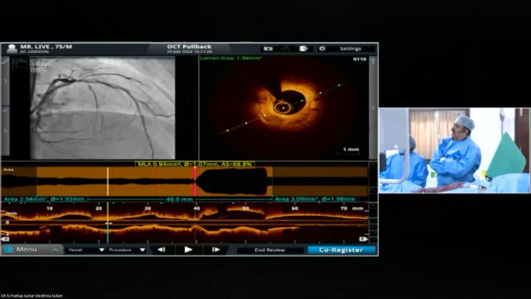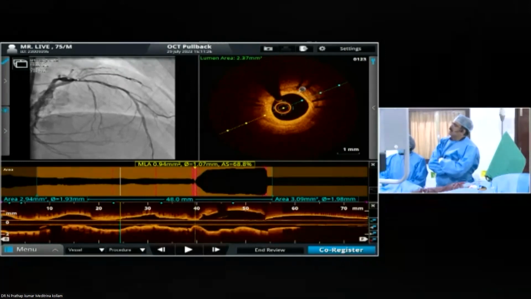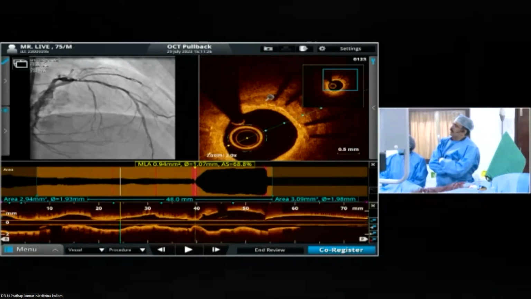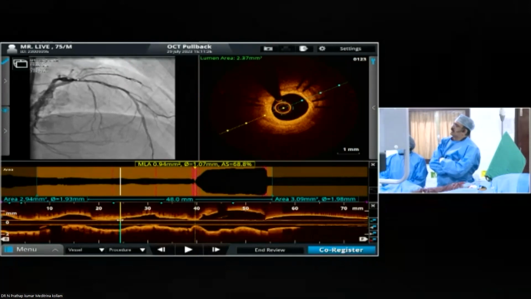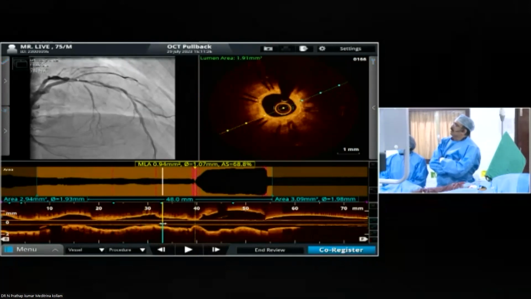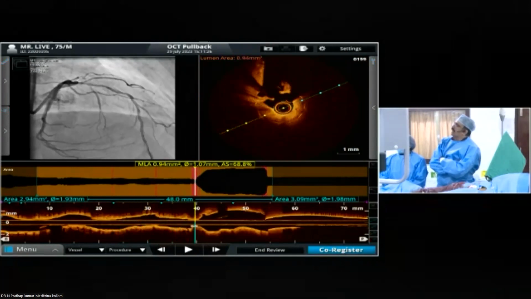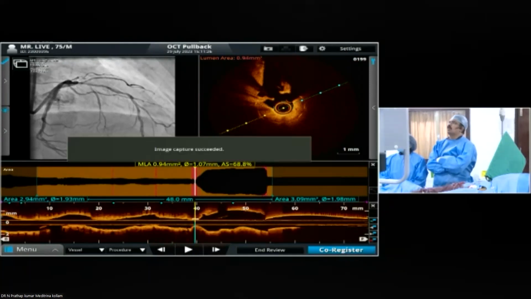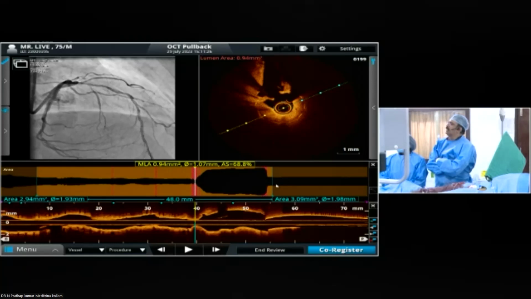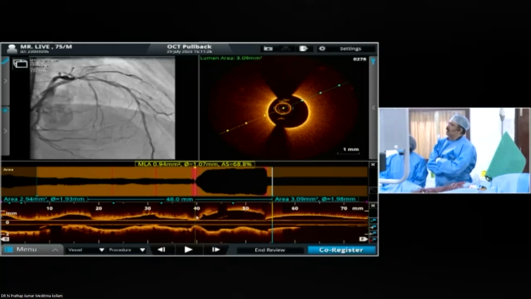Tight disease, tight. These areas are 2.37 in the proximal LAD. There is all stent strut there. Come back, come back. And this part is a very, very tight disease, nearly 0.94. That is the ostioproximal part of the LAD, and you can see the branch coming up.